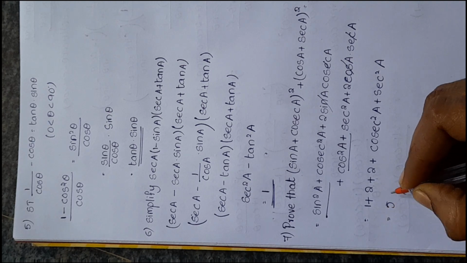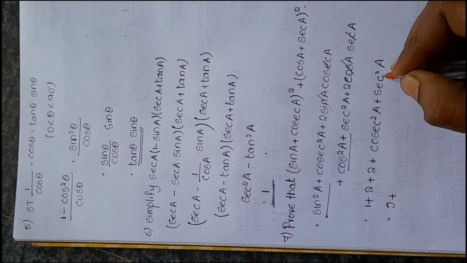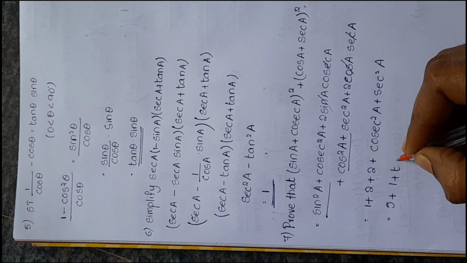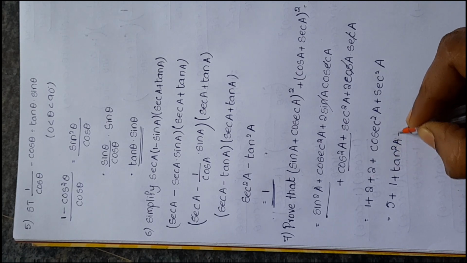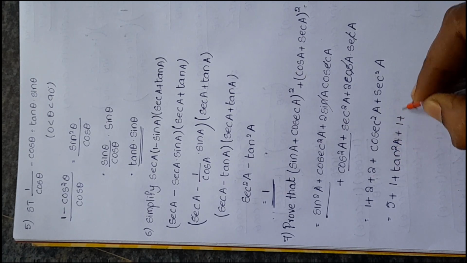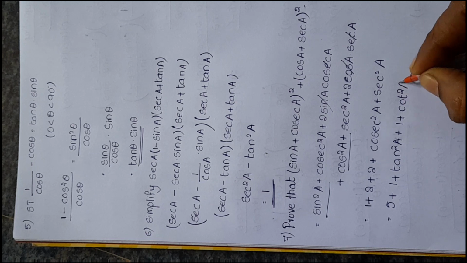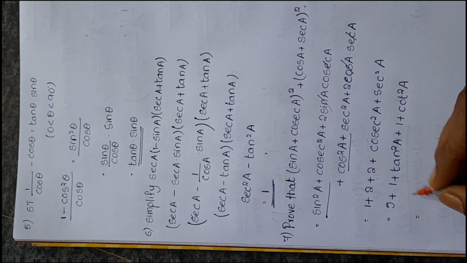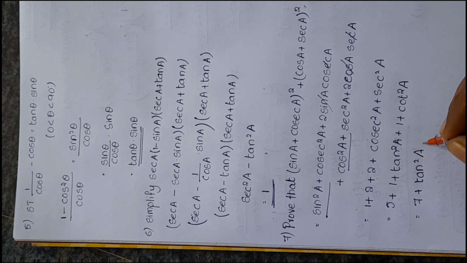This becomes 5 plus secant square A, which can be written as 1 plus tan square A from the identity formula, and cosecant square A can be written as 1 plus cot square A. This is also from the identity formula. So this can be written as 5 plus 2 is 7 plus tan square A plus cot square A. This is the required answer.